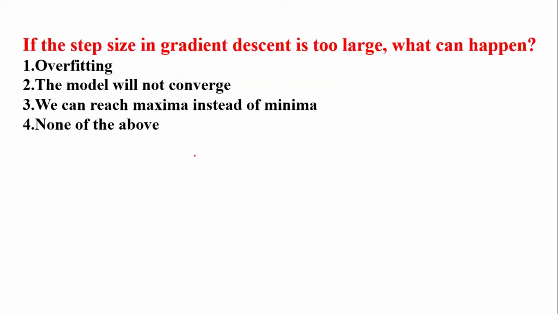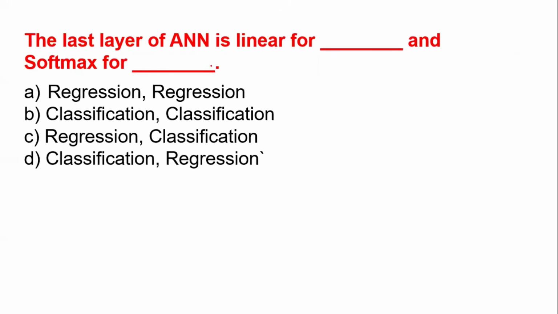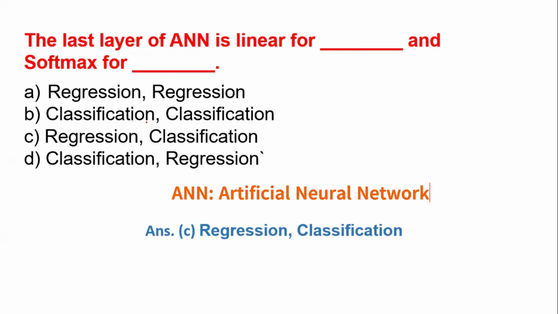Now next question is, if the step size in gradient descent is too large, what can happen? So the answer will be B. That means the model will not converge. So these things we have to remember. This is not a numerical question, so we have to remember this. The model will not converge. This is one important question. Now the last layer of an ANN is linear for regression and softmax for classification. So option C will be our answer.